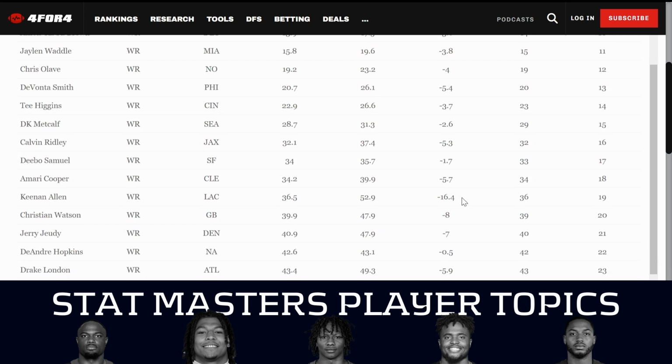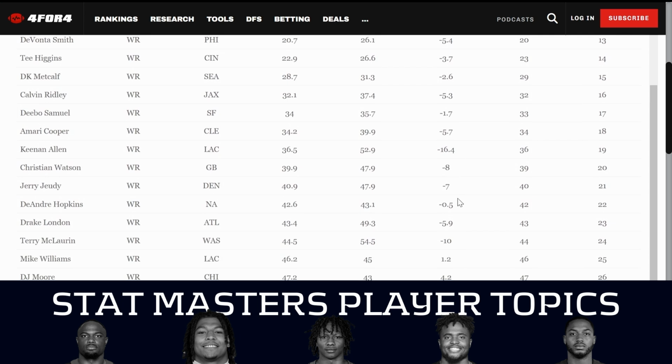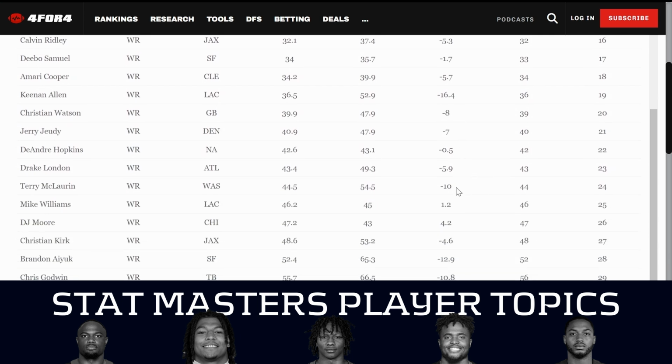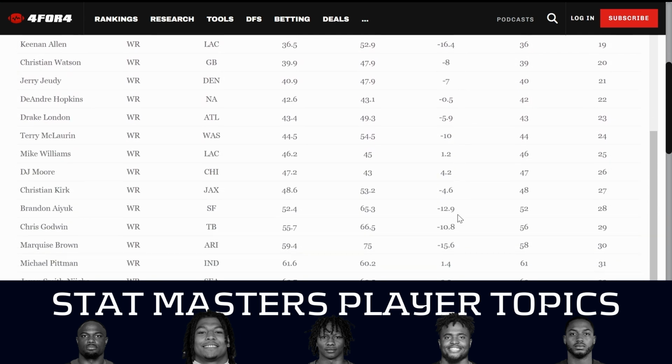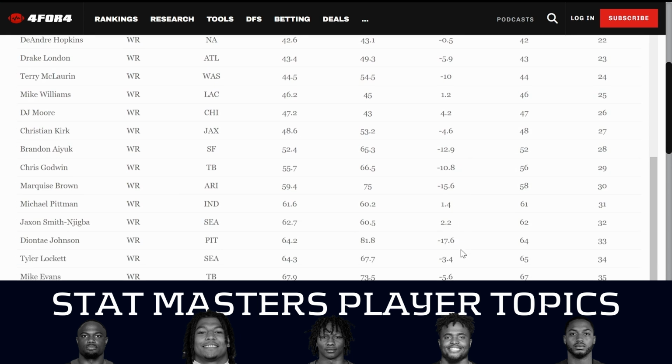Then Keenan Allen's the first big riser. He's moved up a full round and a half. And you keep going down. And Terry McLaurin's up 10 spots. Brandon Aiyuk is now firmly entrenched in the mid-5th round, up a whole round. Chris Godwin is also in that mid-5th round, gone up also a round. I see him in the 4th round sometimes. Marquise Brown up a round and a half. The big one, Diontae Johnson, is flirting with up almost 2 full rounds.